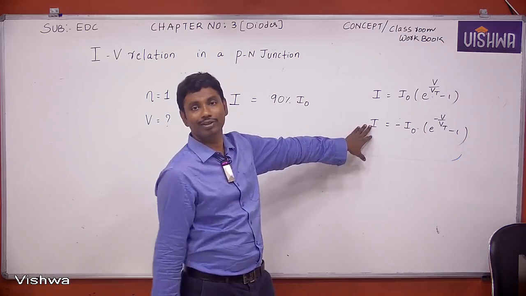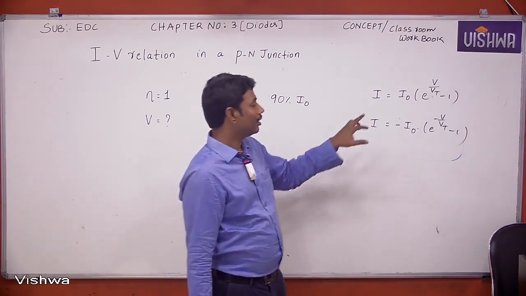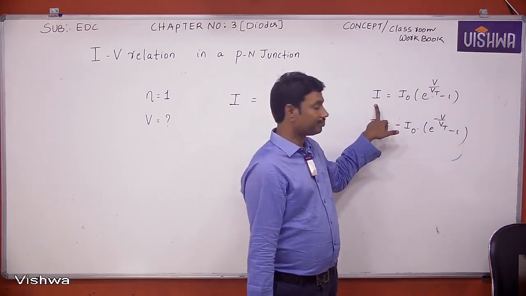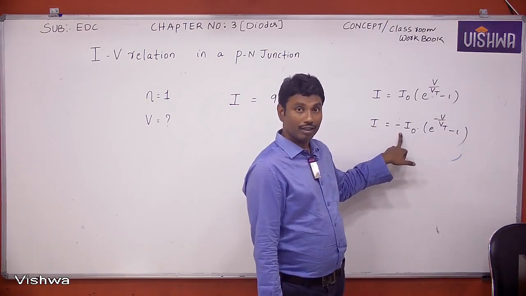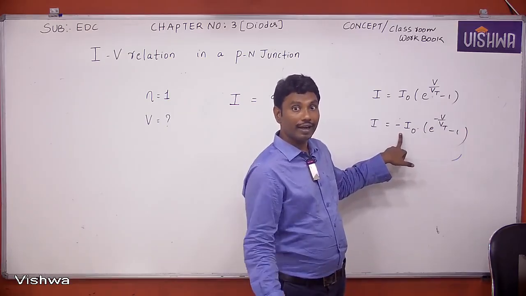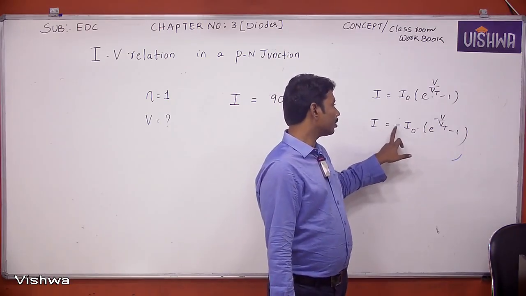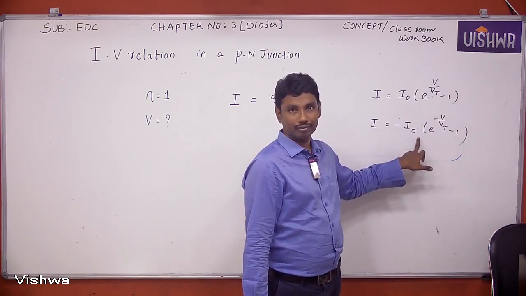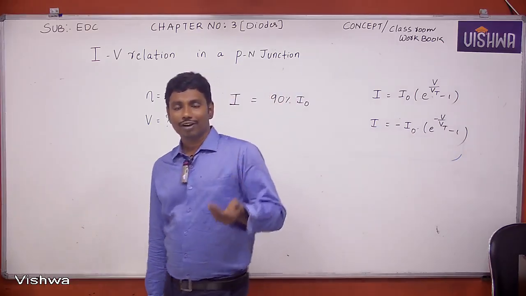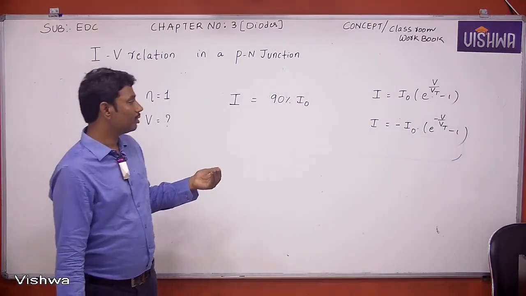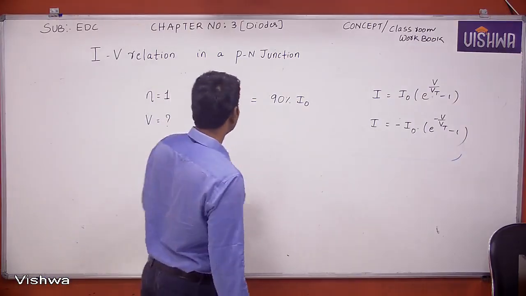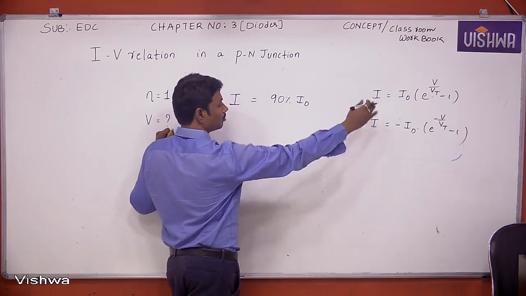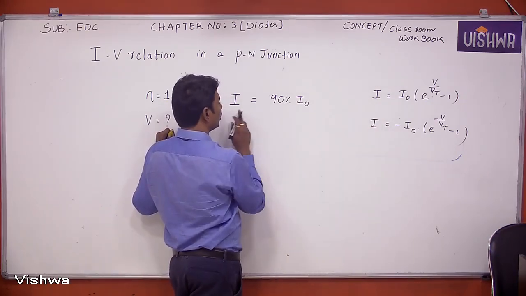Just now I told you, note, for forward bias consider V and I are positive because the characteristics lie in the first quadrant. In case of reverse bias, V and I are negative, right? So I equal to minus I naught e power minus V by Vt. That is why for forward bias V and I are positive and for reverse bias V and I are negative. This equation is valid for both forward bias and reverse bias, but with change of polarities.